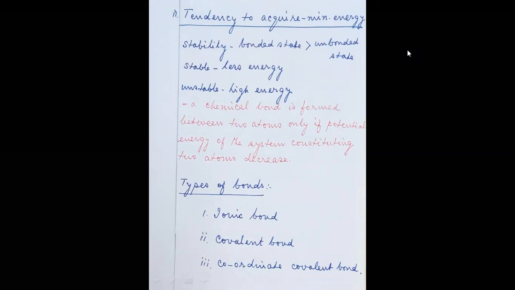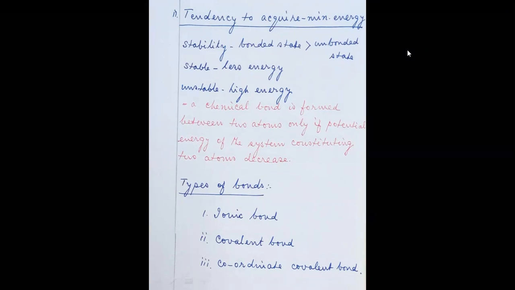an atom which is in the atomic state and the same atom in the molecular state, the potential energy of the bonded state is very less, and the potential energy of the unbonded state is very high. When the potential energy is high, the system is unstable. When the potential energy is low, the system is stable. So the system is trying to attain stability by the minimization of potential energy.